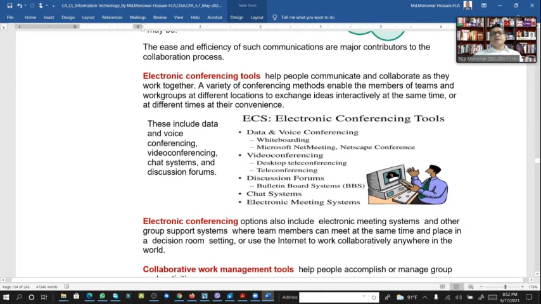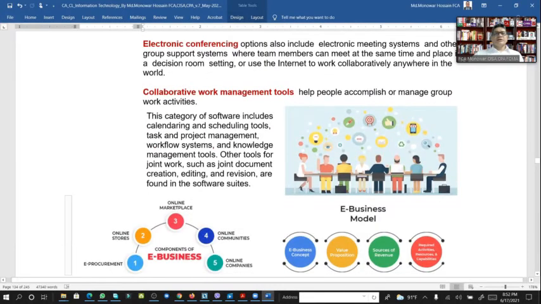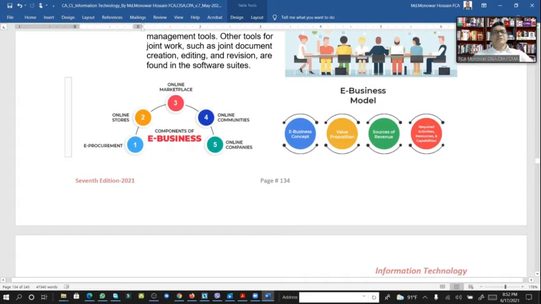And electronic conferencing tools mean that we can do data and voice conferencing, video conferencing, decision focus through the bulletin board system, also dashboard systems, chat systems, electronic meetings, etc. That is electronic conferencing. Then collaborative work management tools. This category of software includes calendaring and scheduling tools, tasks, project management, working groups, etc., to help management achieve the business goal.